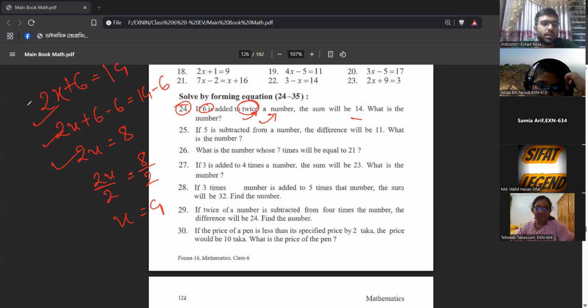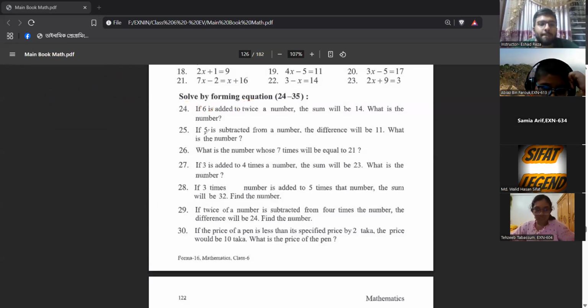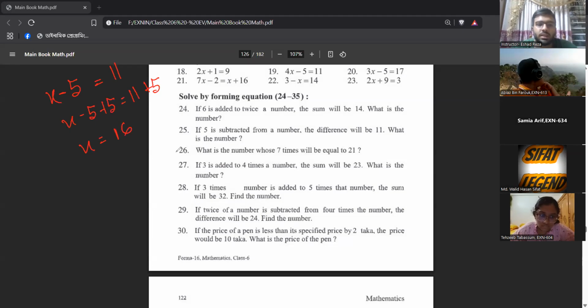Now, in the next problem, something similar happens. They're saying if 5 is subtracted from a number, the difference will be 11. What is the number? Again, we don't know what the number is, so let's say the number is x. If 5 is subtracted from this number, the difference will be 11. So x minus 5 is equal to 11. Then x minus 5 plus 5 is equal to 11 plus 5, so x is equal to 16. This is pretty easy.